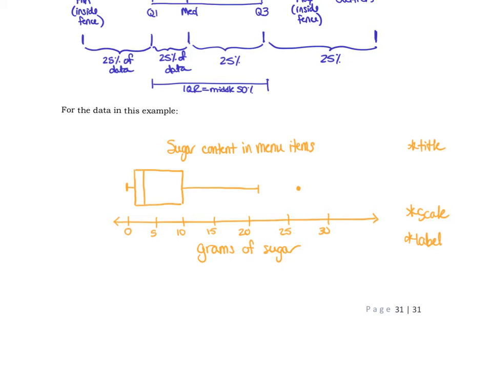Again, 25% falls on that tail on the left, 25% falls in that first part of the box. So that means a lot. I mean, 50% of the menu items, think about that, 50% of the menu items have between 0 and 3 grams of sugar. All right, then the other 50% have 3 up to 27 grams of sugar. So overall, again, I would say this is a pretty healthy menu that we're looking at.